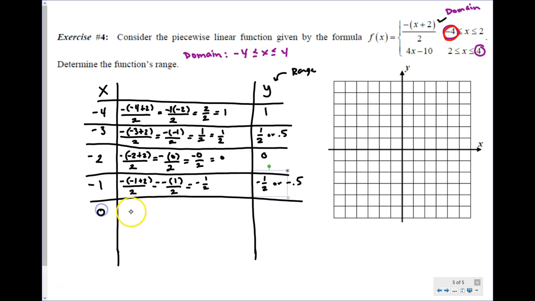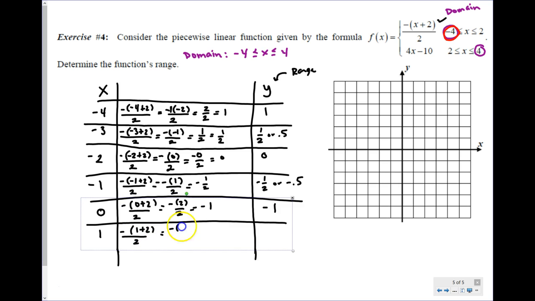Next I'm going to plug in 0. So I get negative 0 plus 2 over 2 equals negative 2 over 2, which gives me a negative 1. I'm going to plug in 1. So I get negative 1 plus 2 over 2, which gives me negative 3 over 2, which is negative 1.5.